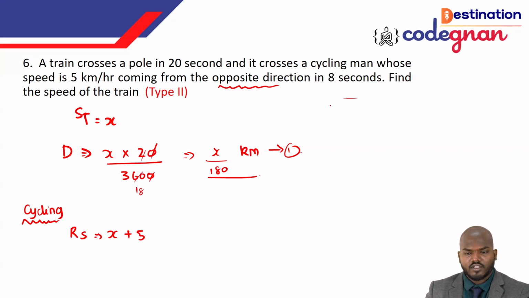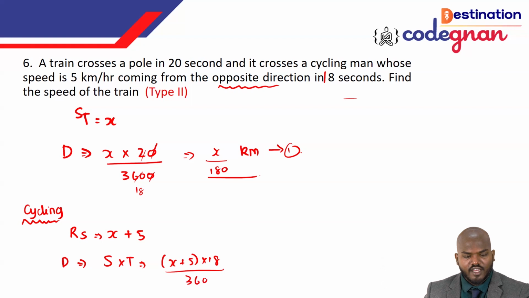The distance is covered by the cycle. 8 seconds, 5 km per hour. Sorry, it is not 8 seconds, it is 18 seconds. Then you can take it up, same as distance equal to speed times time. So x plus 5 times 18 over 3600, if you are converting the value. If you cancel this one, it will give you x plus 5 over 200.